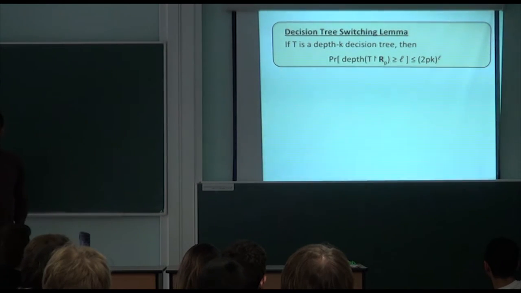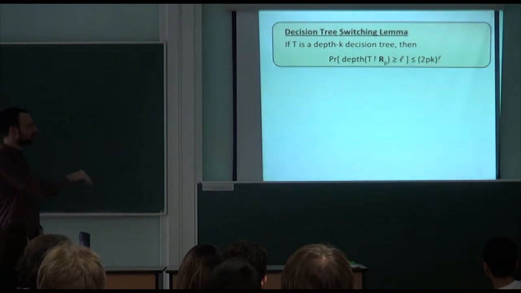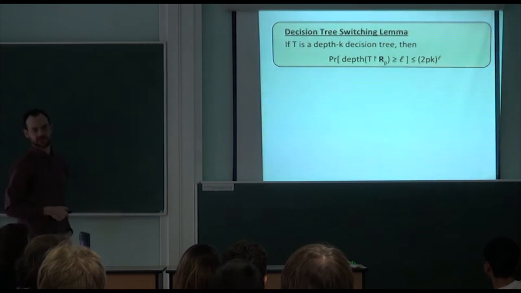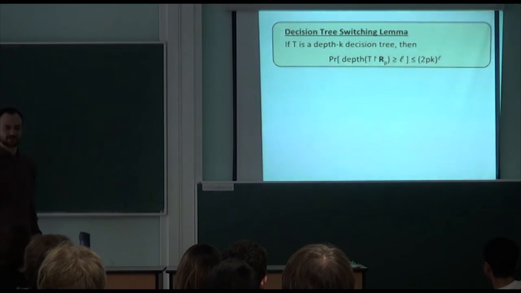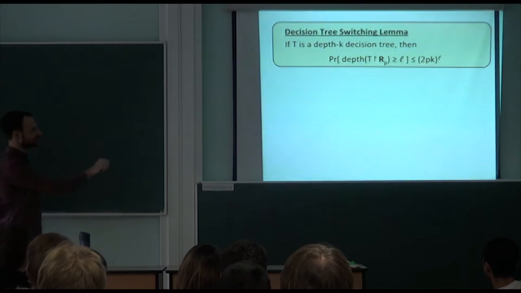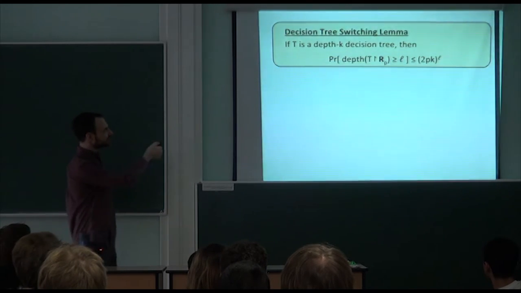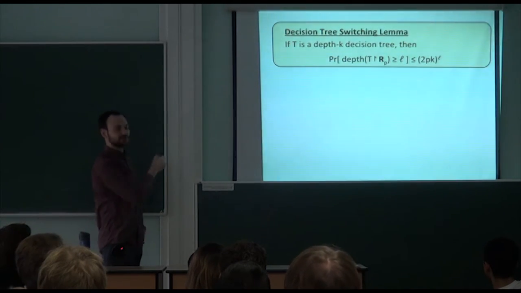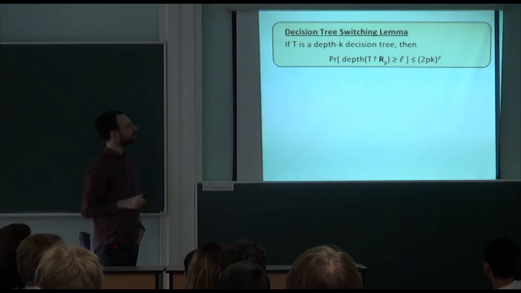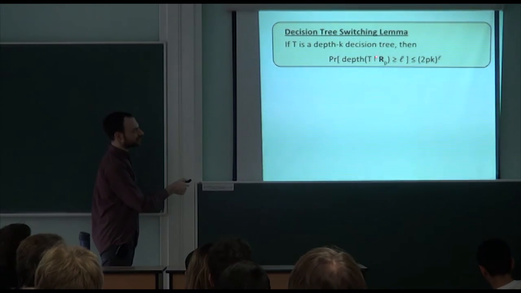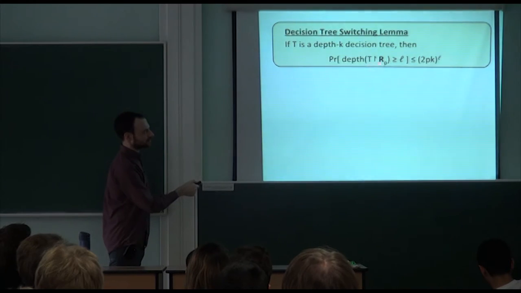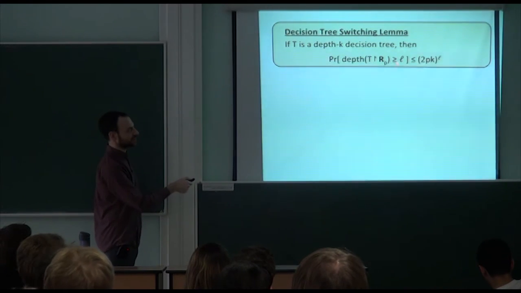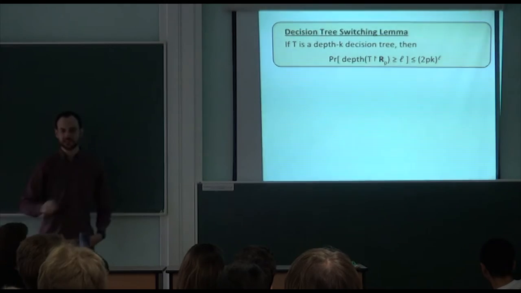So here's the decision tree switching lemma. We saw this already in the first half of the talk, and the bound was similar to the Hastad switching lemma, but the proof is much simpler. There are actually different ways to prove it, but I'll show you a particular proof. The statement is we have T, which is a depth K decision tree, and the probability that when we hit T with R_p, the depth is bigger than L, is at most (2pk)^L.